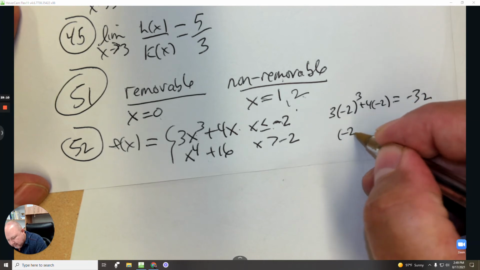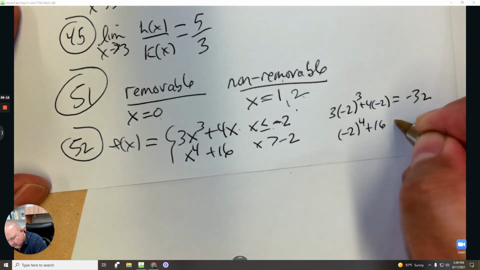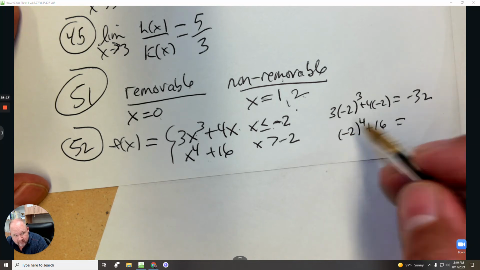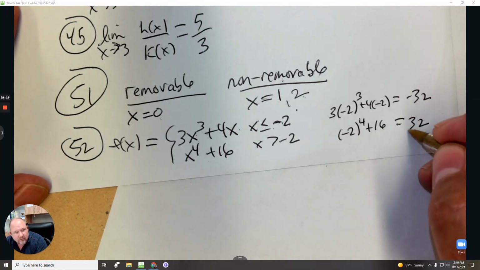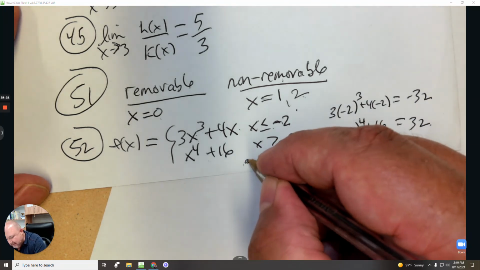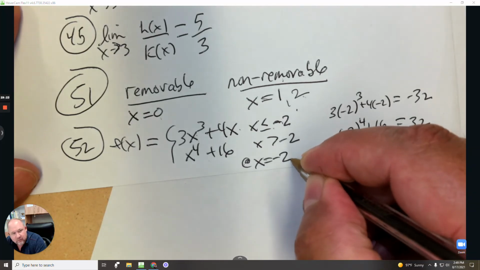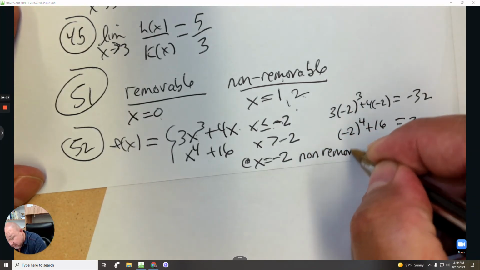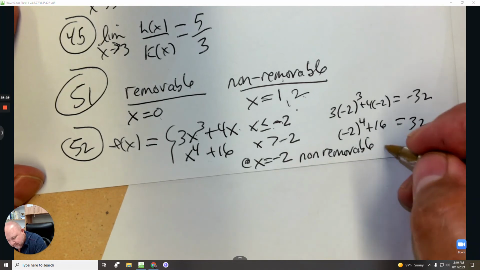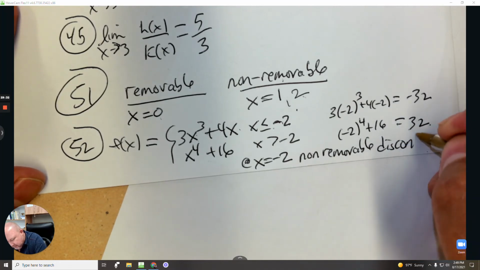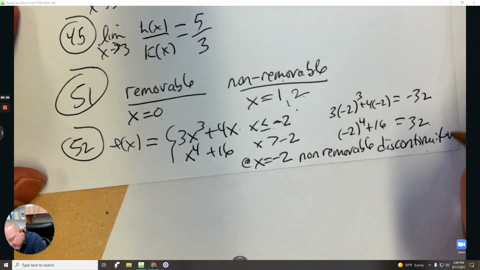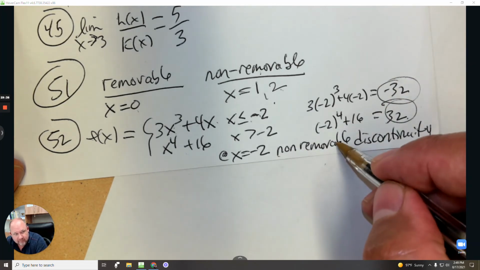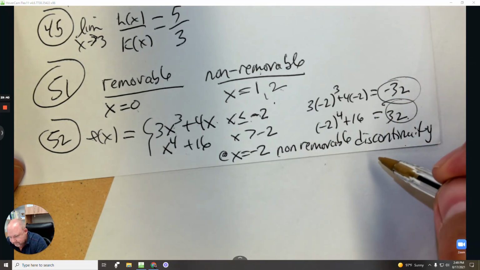Into the bottom piece, -2 to the 4 is 16. It's positive. So one's negative and one's positive. So at x equals -2, there is a non-removable discontinuity because there's a jump there. And the reason it's non-removable is because the limit does not exist at a jump. These answers are different, so it's non-removable, and there's a discontinuity there.